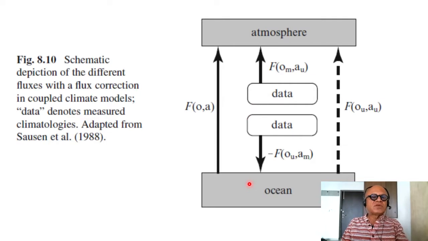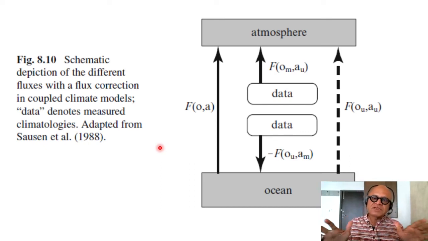Okay, so the philosophy of flux correction, as we mentioned, is related to the idea that the different fluxes in climate models depend on data which are measured climatologies. So the mean or distribution of sea surface temperatures, atmospheric temperatures, distribution of rainfall, etc., have a climatology, and then there are various variabilities on top of that.